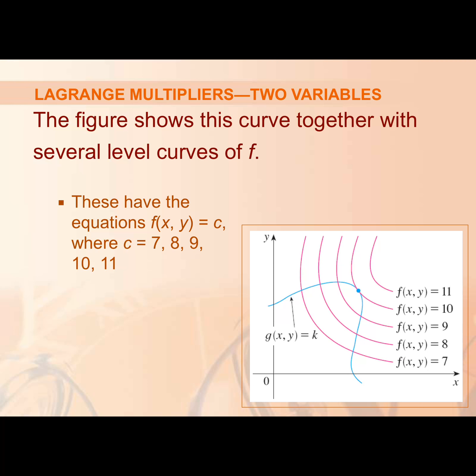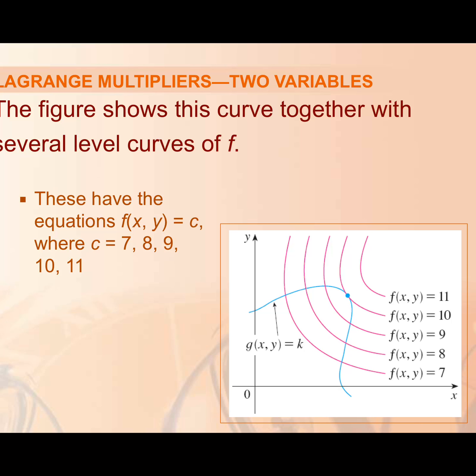Okay, so you have a picture here. Now, looking here, if we want to find the maximum of f subject to the constraint that g of x comma y is equal to k, these are the level curves. Level curves are in pink. That means we're only considering points that are along this little blue line, right? And the question is, what's the maximum value of f for points along that little blue line?